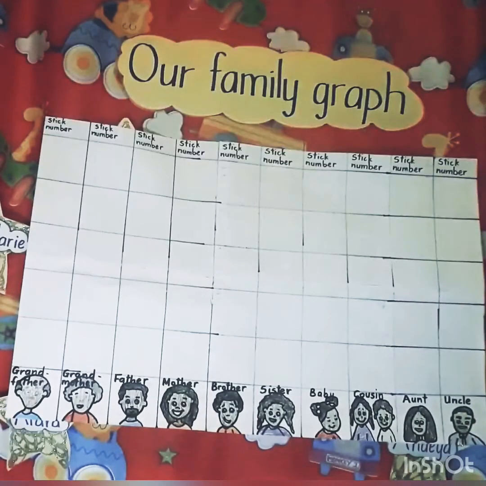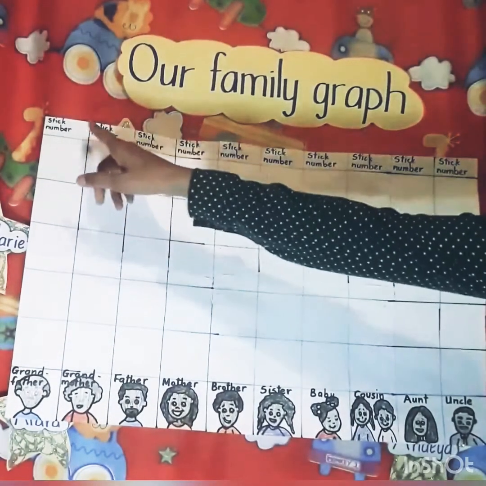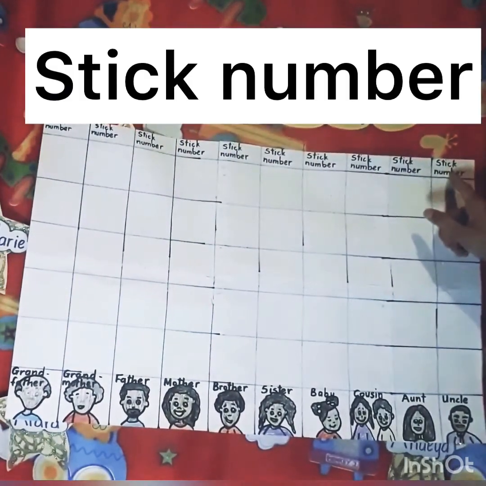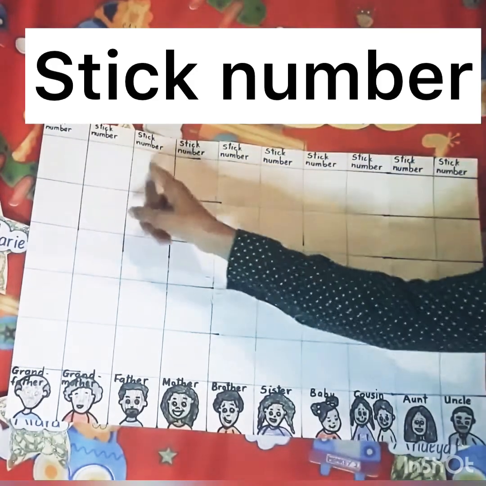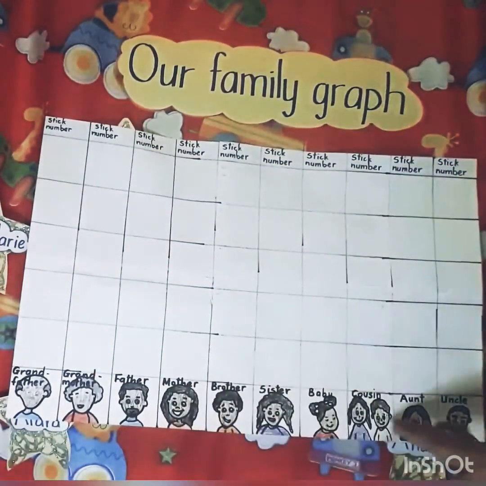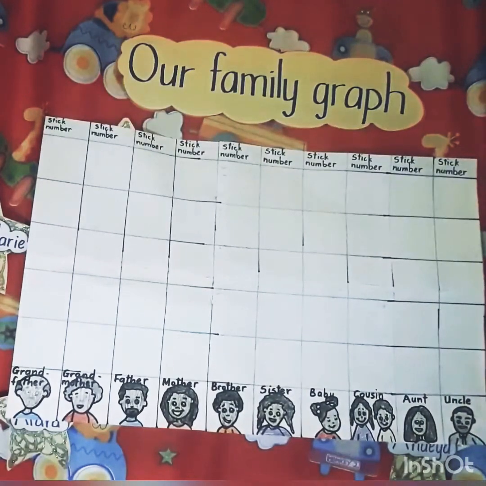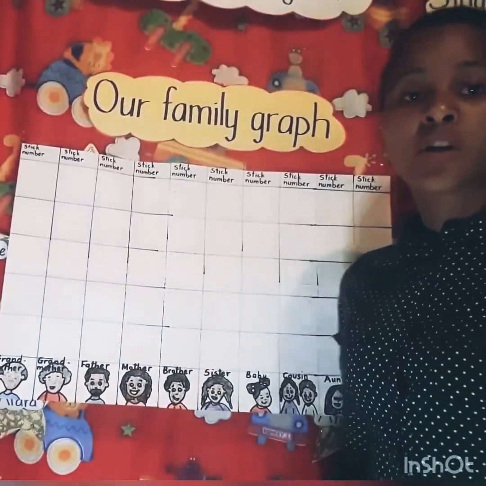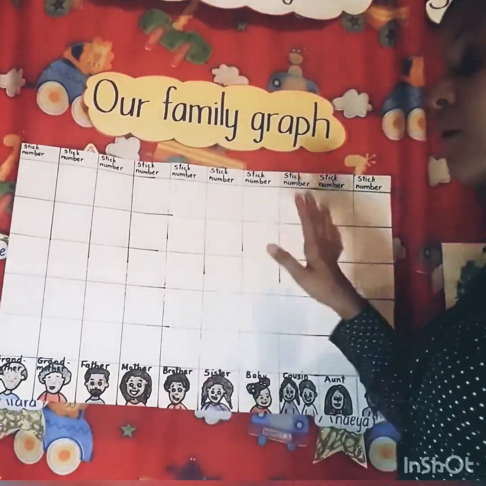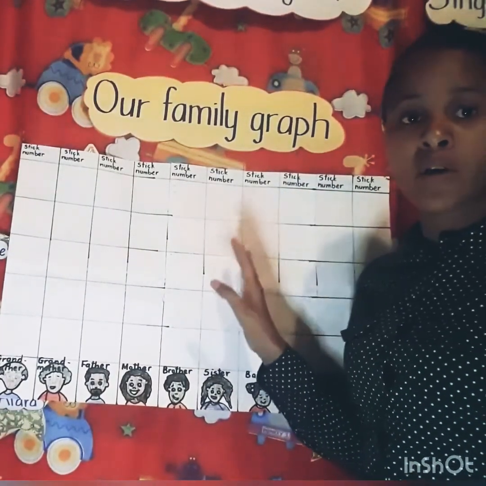So, on our graph, we are seeing words. This label says stick number. We are seeing squares or boxes. We are seeing pictures of family members. Very good. So now we are going to add our family's information on the graph that's in front of you.